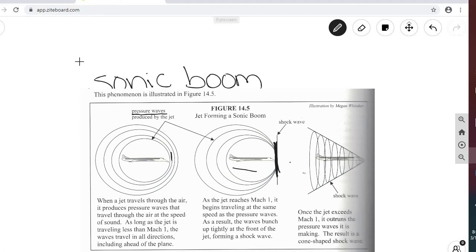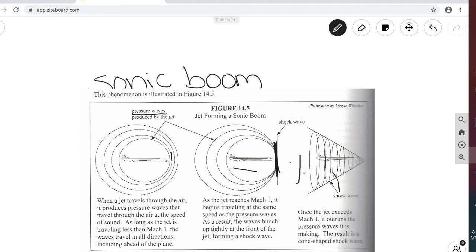And then when the jet gets faster than the speed of sound, the jet actually is now moving faster than these pressure waves, and you have this cone-shaped shock wave, and it produces a very loud boom. So it's just a loud boom, like a thunderstorm. So it's just these huge sound waves moving through the air.